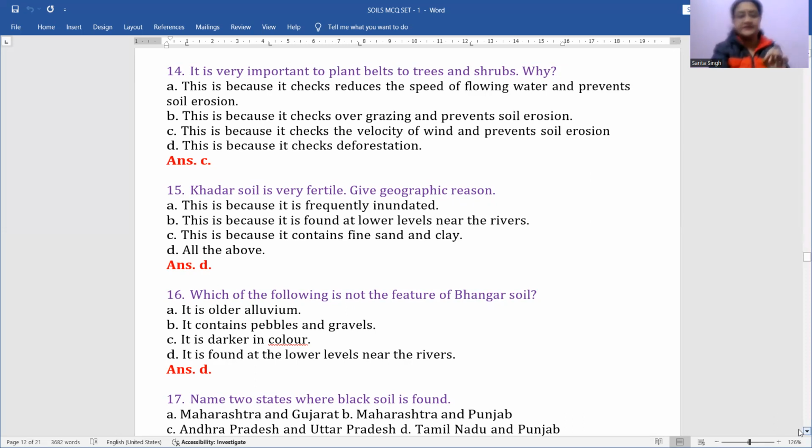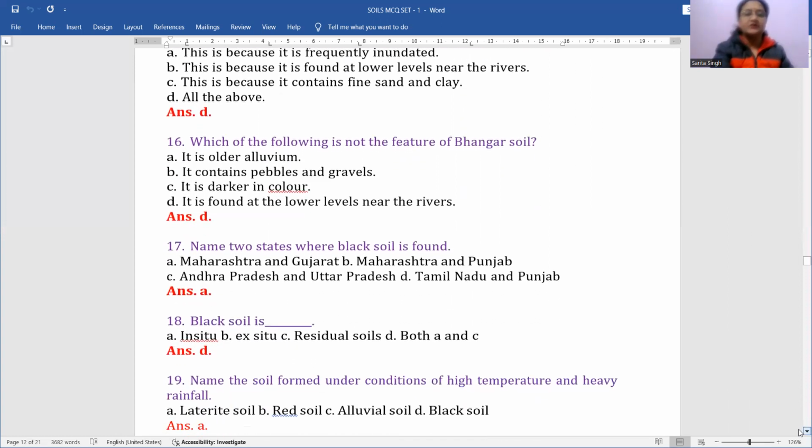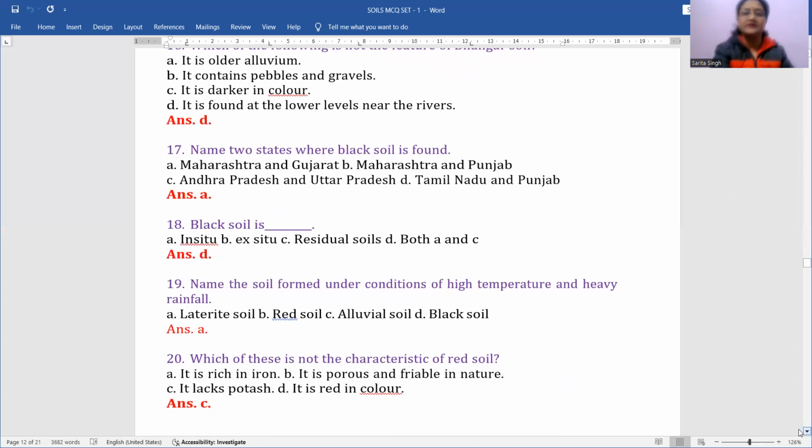ठीक है। Next है बच्चों, which of the following is not the feature of Bangar soil? It is older alluvium, it contains pebbles and gravels, it is darker in color, it is found at the lower levels near the rivers. Bangar soil is not found close to the flow of river. It is found away from the flow of river. So D option is correct.